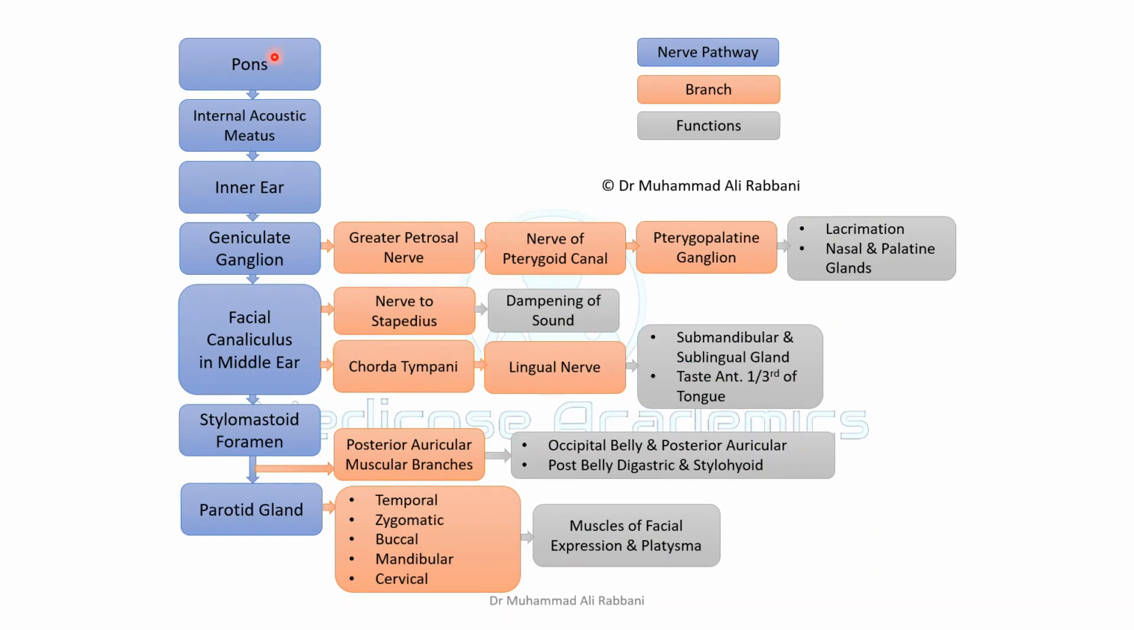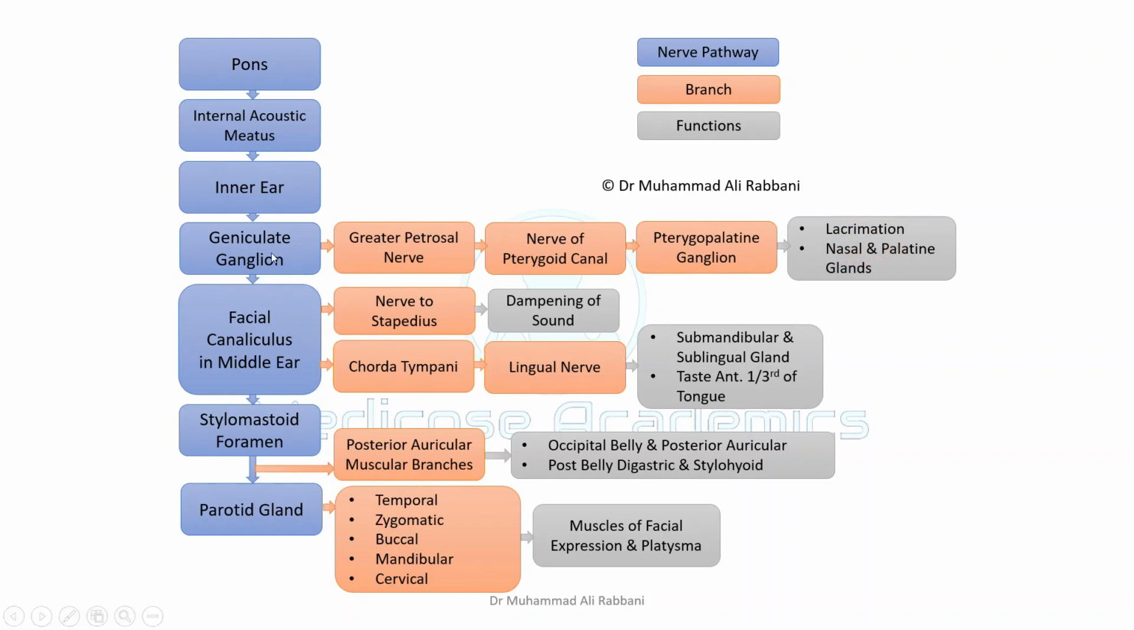It originates from the pons, enters through the internal acoustic meatus into the petrous part of the temporal bone, passes above the internal ear, and reaches the lateral aspect of the inner ear or the medial wall of the middle ear. Here there is the geniculate ganglion. At the geniculate ganglion, one branch exits, the greater petrosal nerve, which through various divisions ultimately reaches the pterygopalatine ganglion, and from there it supplies the lacrimal glands and the glands present in the nasal and palatine mucosa.